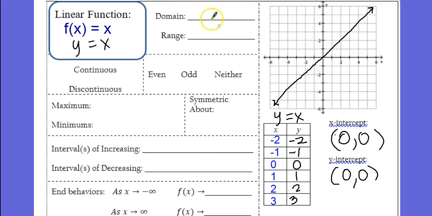Okay, let's talk about its domain. Is there any x I'm not allowed to plug into the equation? Unrestricted, so from -infinity to infinity. How about our range? Whatever x is, y is, so whatever the domain is, the range is. Okay, so now, do we call this a continuous graph or a discontinuous graph? Continuous. It doesn't have a break in the graph.